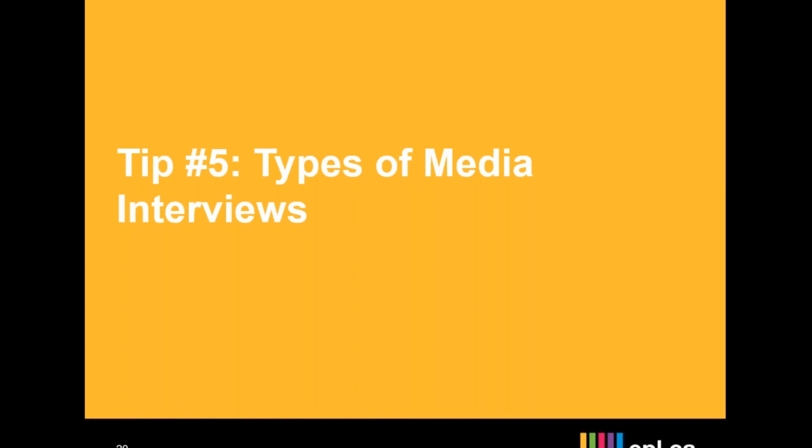Tip number 5, types of media interviews. There are different types of media interviews. Print interviews can be in person, by phone, or Skype. Radio interviews can be in studio live or telephone live or recorded. TV could be live in studio, or live on location, or recorded. Some use Facebook Live. Bloggers could write a blog article with or without video, and you can also be included and interviewed on a podcast.